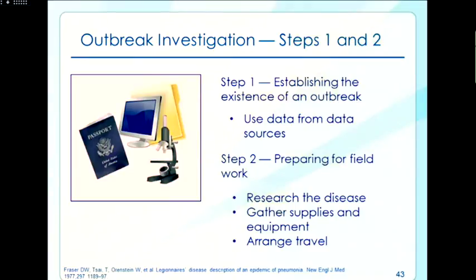Step 2 involved preparing for field work by researching the outbreak, gathering supplies and equipment, and preparing to travel. The epidemiologists also consulted with other entities, for example, healthcare providers and members of the local health department that they would be collaborating with on this investigation, finding out who they should touch base with when they arrived.